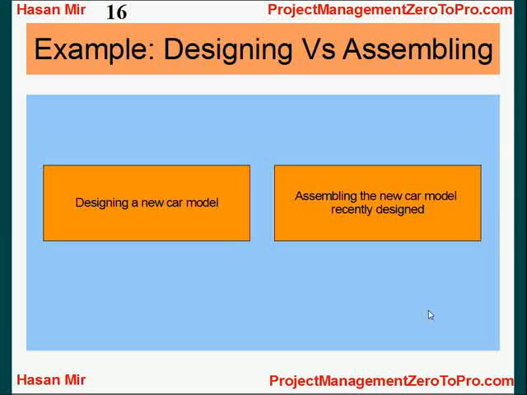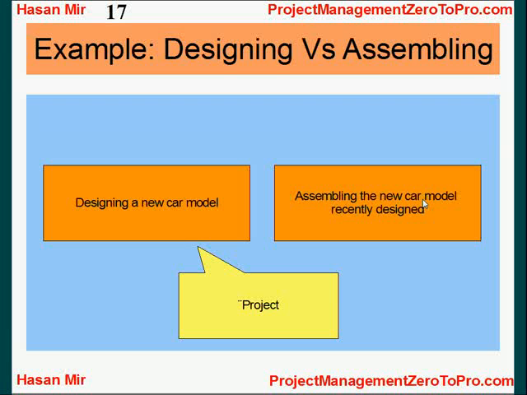Okay, now this is the example that will clarify the concept further. Two things: designing a new car model, or assembling the newly designed car model so that lots of cars could be produced based on that model. Okay, which one do you think is a project and which one do you think is an operation? Of course, designing a new car model is a one-time thing. It's going to bring about a unique product that never existed before. That's a new model of the car. So this is the project.